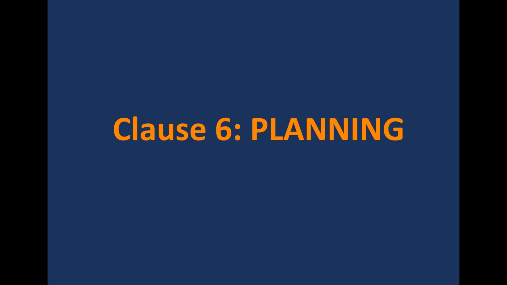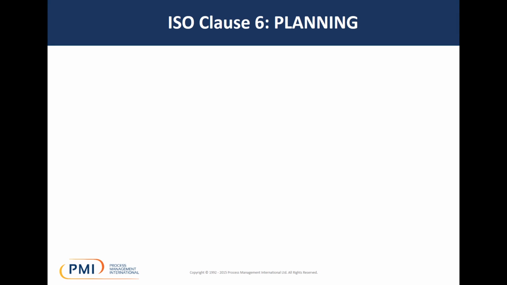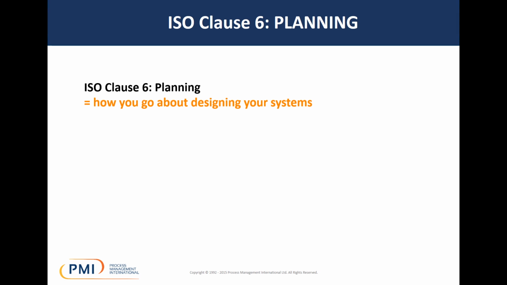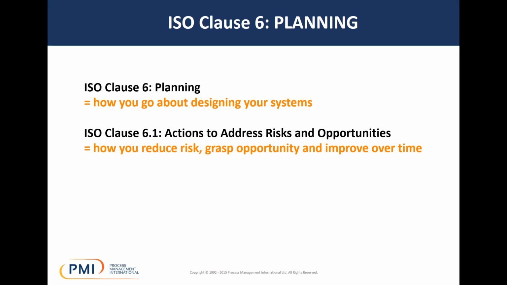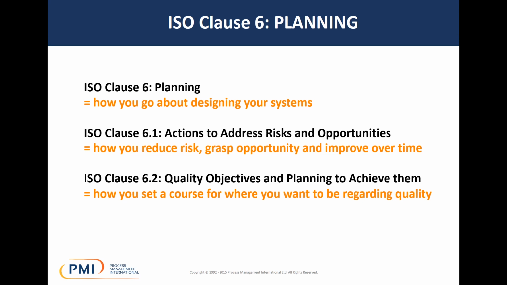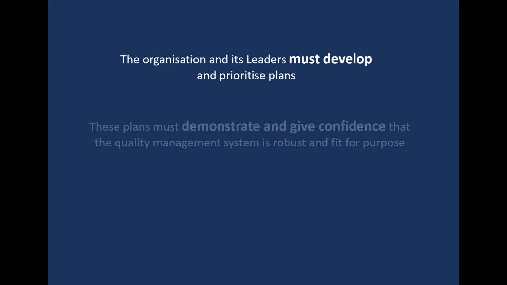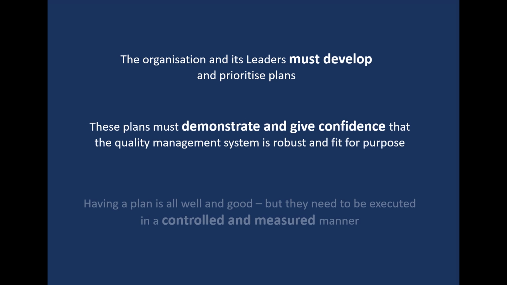Clause 6 deals with planning, in which there are some specific obligations around system design, risk, and opportunities for improvement. In addition to completing an assessment of the organisation's current state, the leaders have to develop and prioritise plans. Your plans must demonstrate and give interested parties confidence that your quality management system is able to deliver products and services that satisfy your customer requirements.